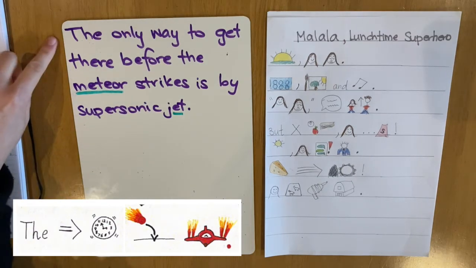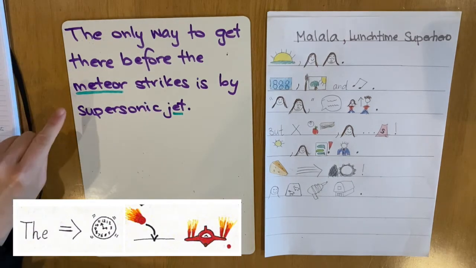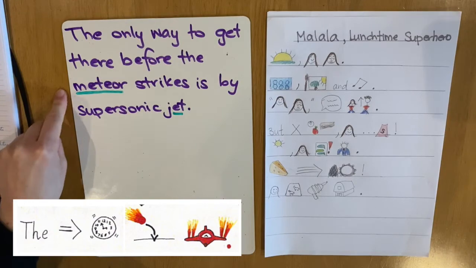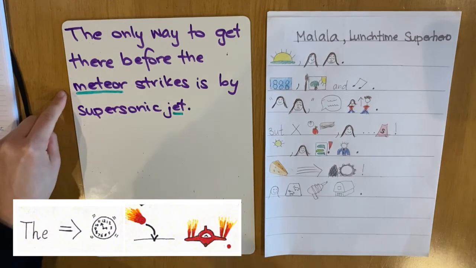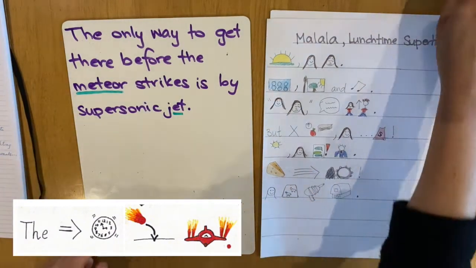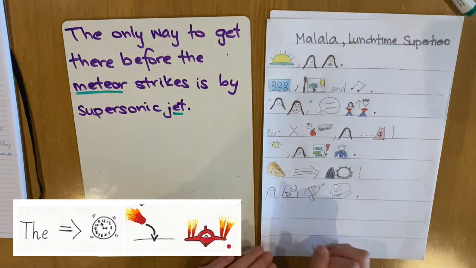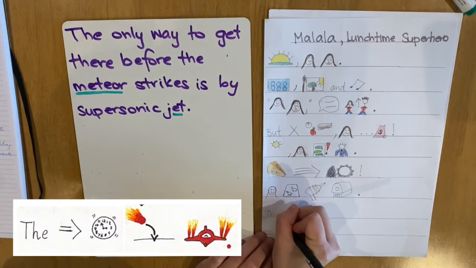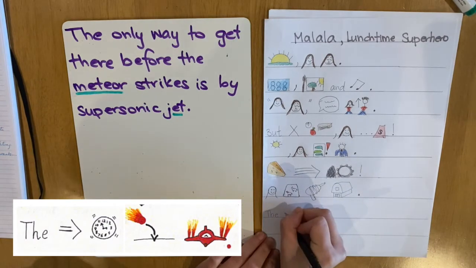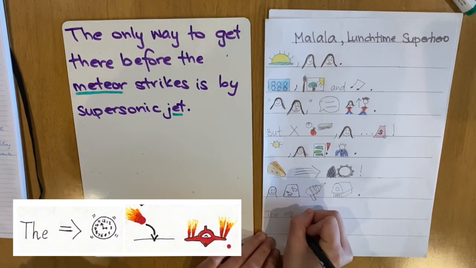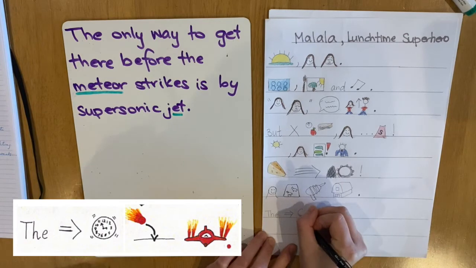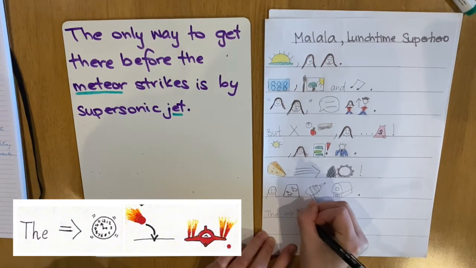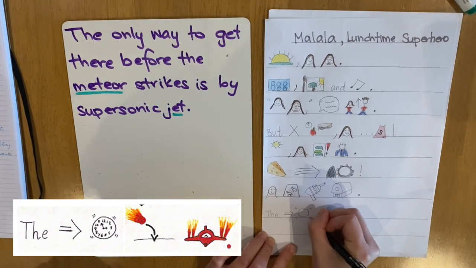The only way to get there before the meteor strikes. In my story, what is coming to destroy London? It's the giant wedge of cheese. So that's how I have to change mine. The only way to get there before, I'm going to keep some of the same pictures that Miss Long did.